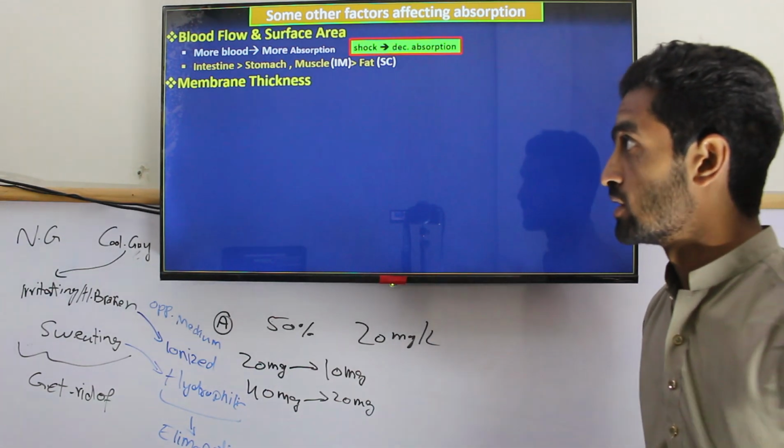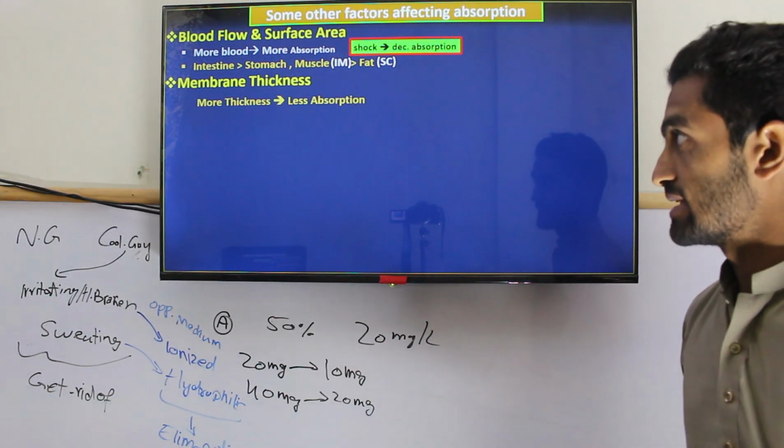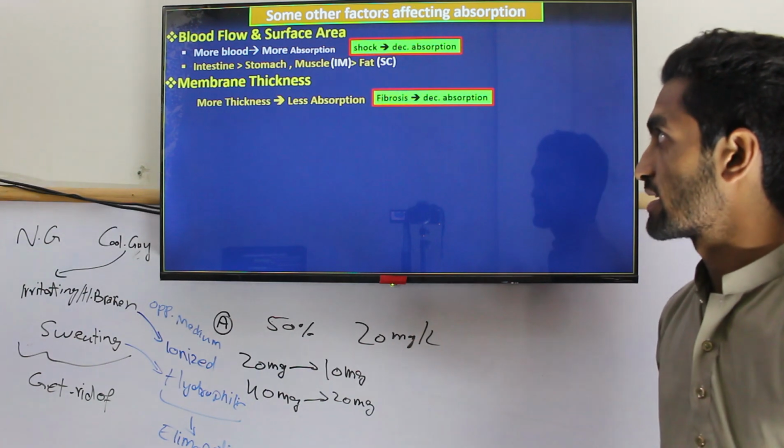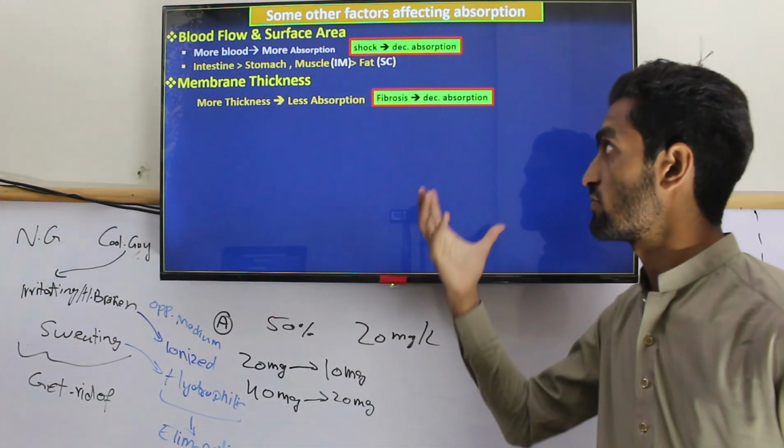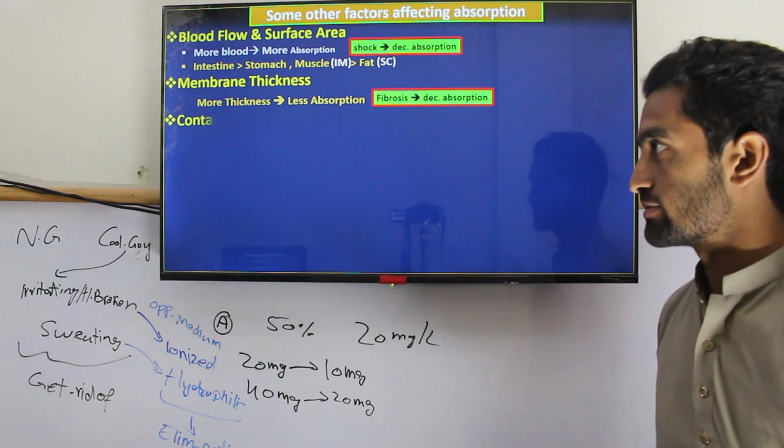So slow absorption. Membrane thickness: how much your membrane is thickened. More thickness, less absorption. For example, in the case of fibrosis, what will happen? The thickness of the membrane is increased, so that's why absorption decreases.